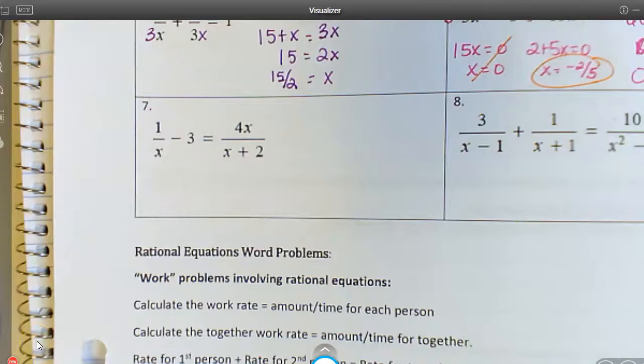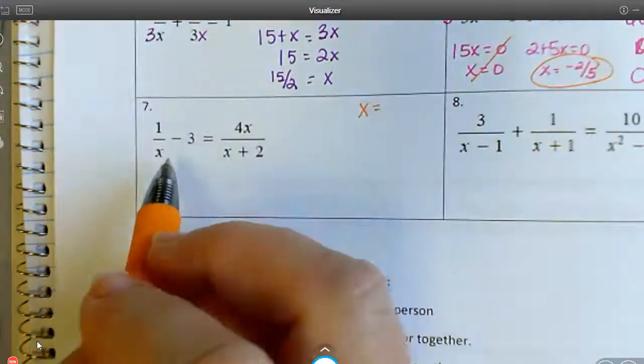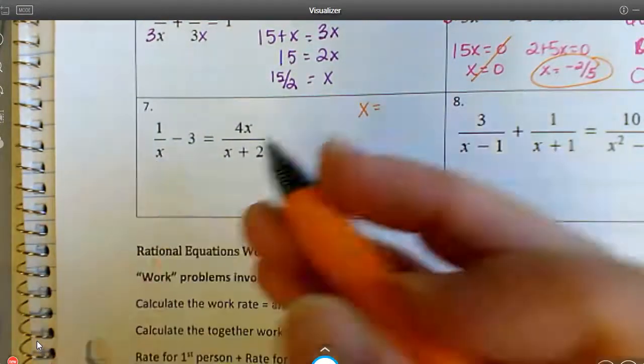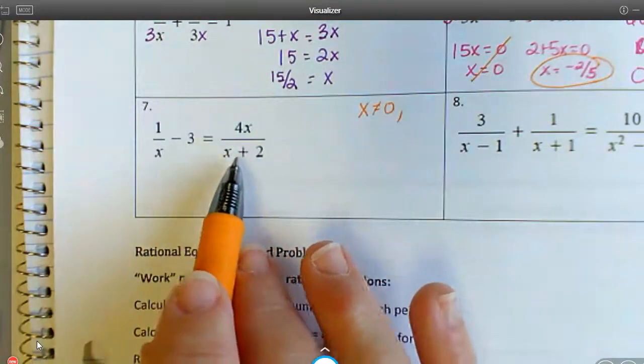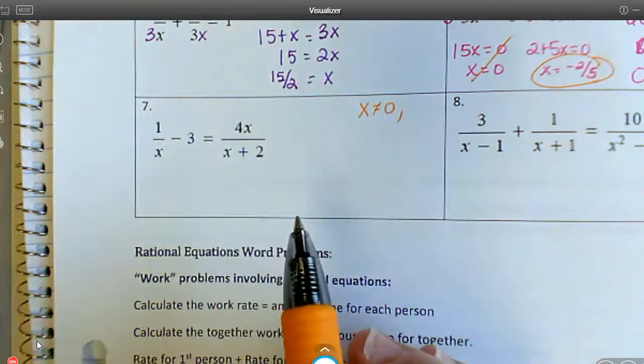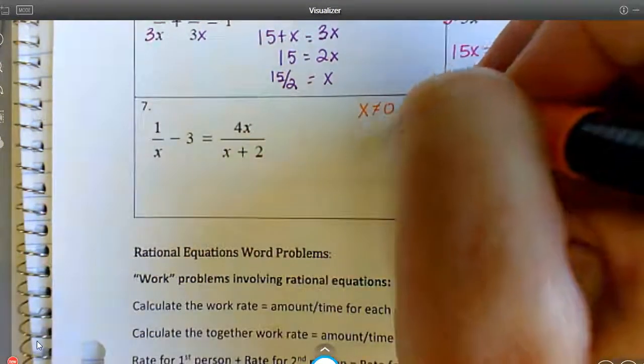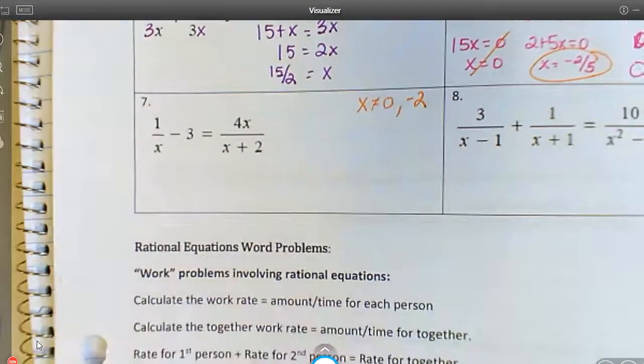Alright, on 7. Let's start like we should by thinking about what x can't be. So in this problem, x can't be 0. What else can't it be? Negative 2. You look at every bottom of any part of the fraction in the problem. So x can't be 0 or negative 2.